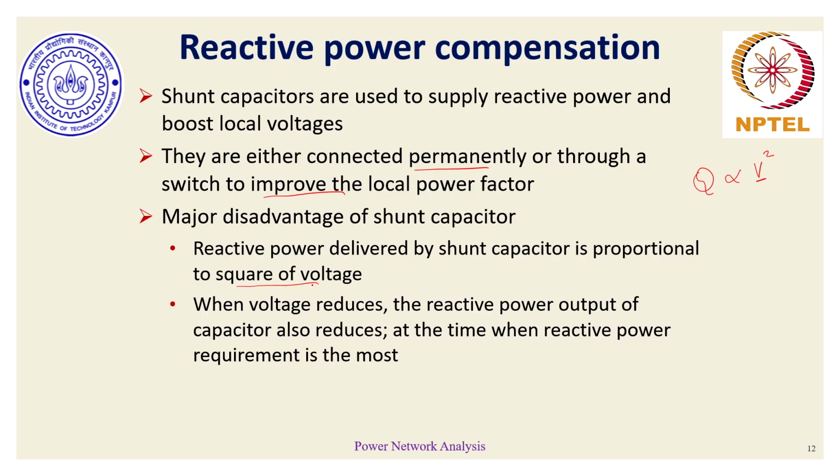When there is an excess need of reactive power, when the load voltage is exceptionally poor, this device itself would not be able to deliver a sufficient amount of reactive power because its own deliverance depends on the square of the voltage at the receiving end, which already is poor. So that's one of the demerits or disadvantages of having shunt capacitors or shunt inductors for that matter. At the time when the reactive power requirement is the maximum, the devices are not able to generate or consume the relevant amount of reactive power.